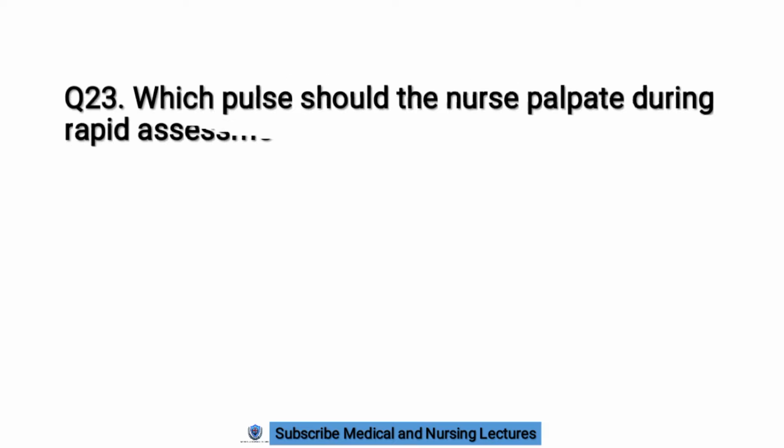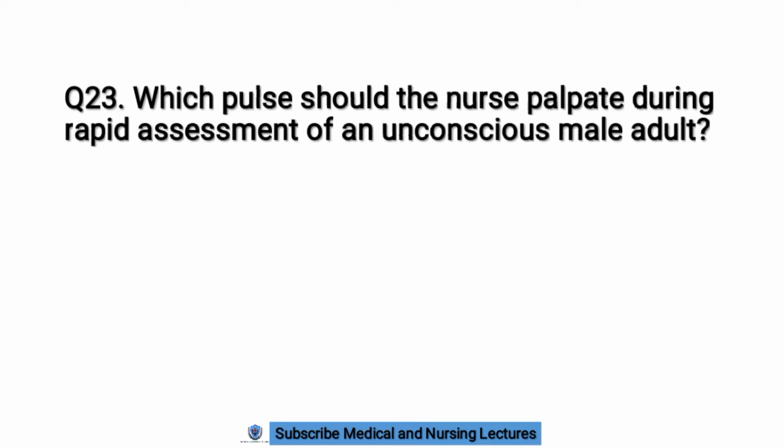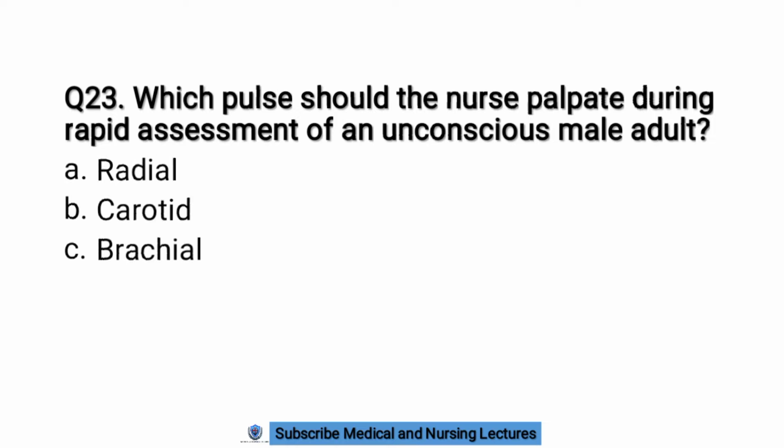Question number 23. Which pulse should the nurse palpate during a rapid assessment of an unconscious male adult? Radial, carotid, brachial, femoral, and popliteal. Here the correct option is option B. The carotid pulse should be assessed by the nurse during an emergency or during the assessment of an unconscious male adult.